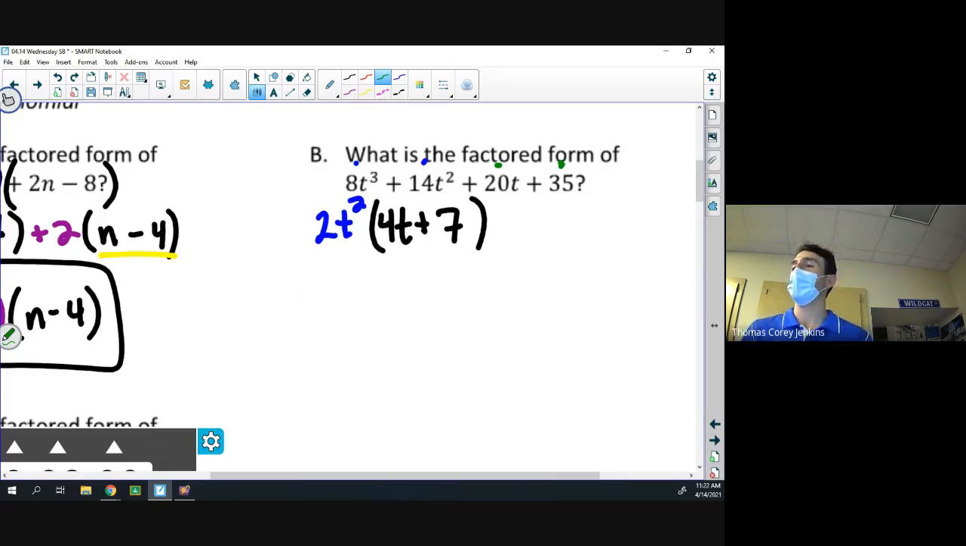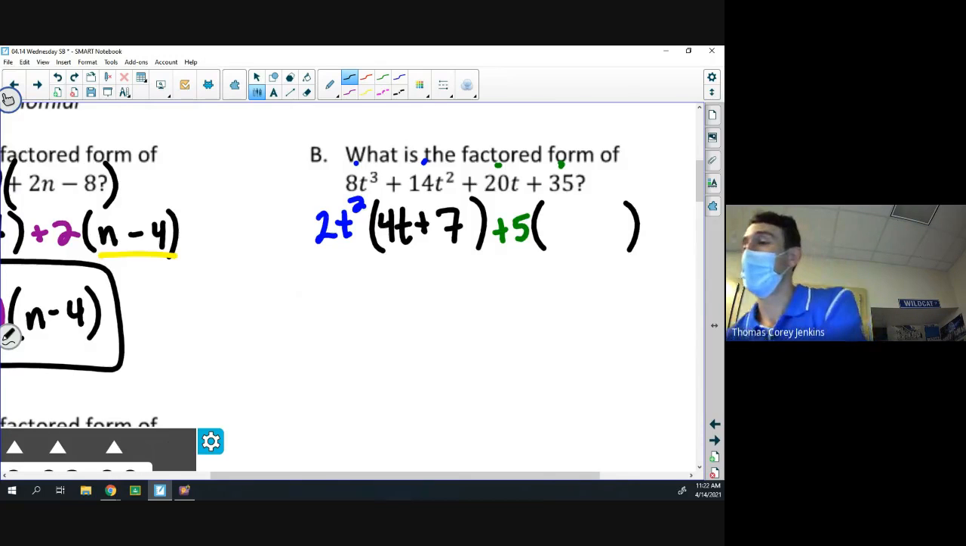What comes out of 20t plus 35? So let's just go volunteers. I don't have time to call on people and listen to dead air. Toomey? That's all right, though. Yeah. Plus 5 comes out. And what is left after I divide both by 5? Go ahead. 4t plus 7.